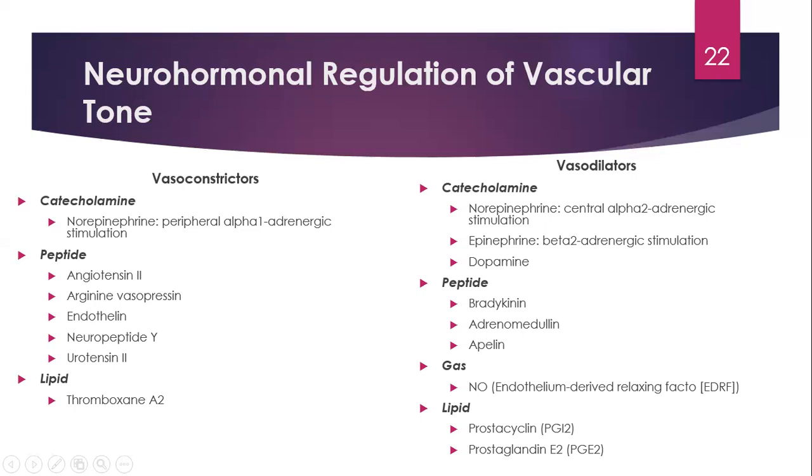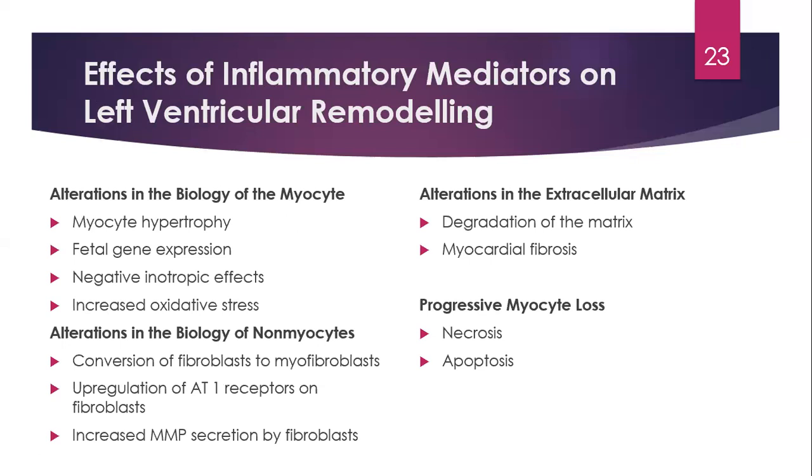Now, the inflammatory mediators. So apart from the countervailing hormones, inflammation happens. We've spoken about oxidative stress, okay? So oxidative stress also causes the release of inflammatory mediators like interleukin-6 and tumor necrosis factor. They are also released in heart failure, okay? I've just listed the effects of these inflammatory modulators in remodeling. So they can alter the biology of myocytes. They can cause hypertrophy, fetal gene expression, negative and positive effects, and increase oxidative stress.